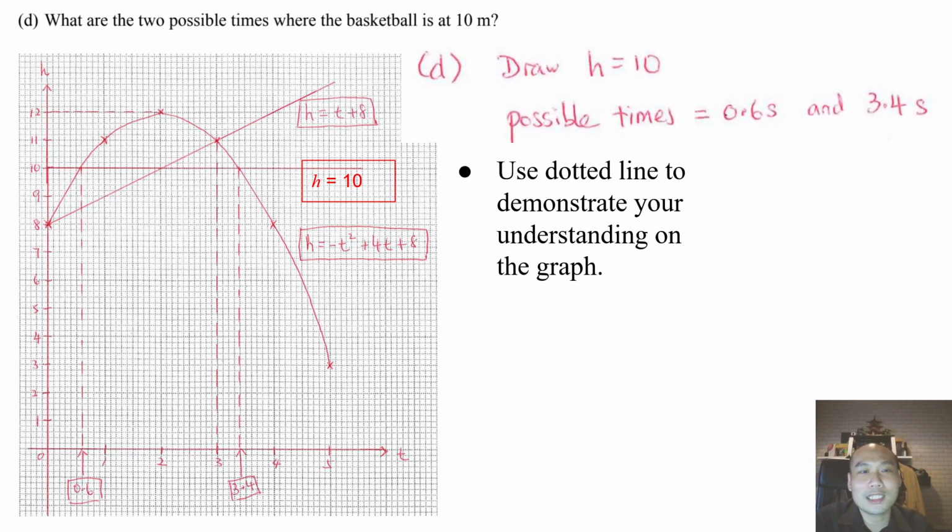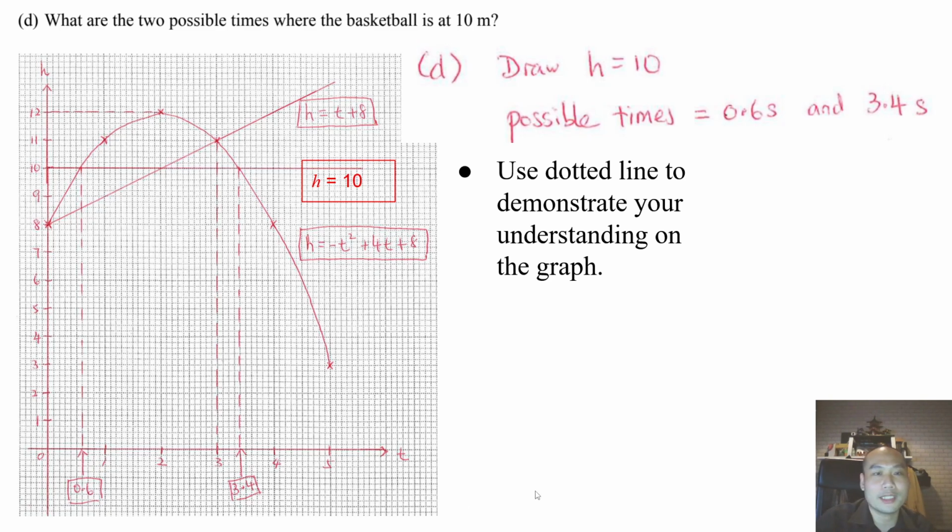Now, next one. What are the two possible times when the basketball is at 10 meters? So the basketball at 10 meters, well, that means height is 10, right? So just draw the line h equals to 10. Then look at the intersection point. Same thing. At the intersection point, use dotted line to guide you all the way until you get the value of t. So t is 0.6 seconds or 3.4 seconds.